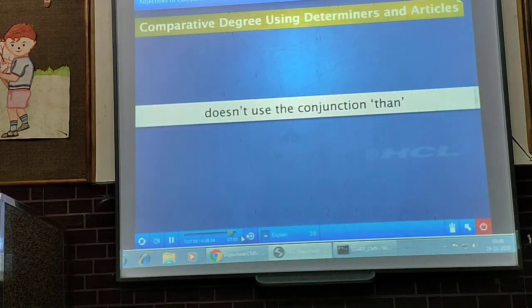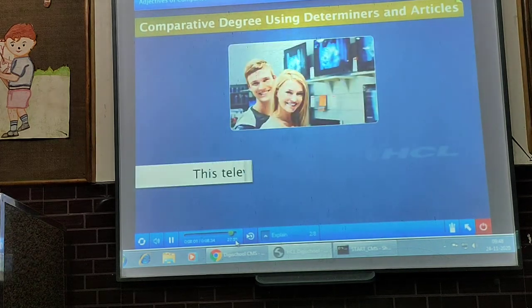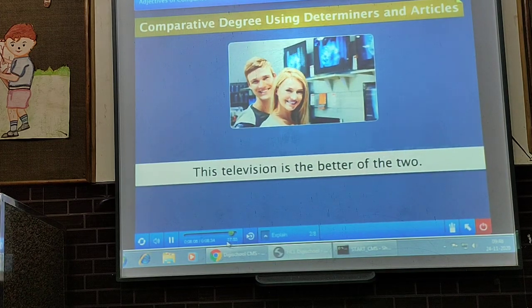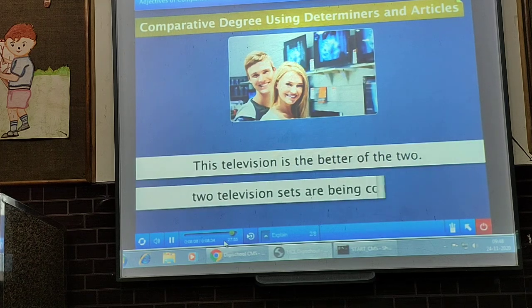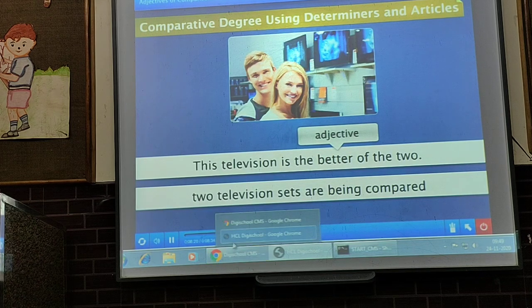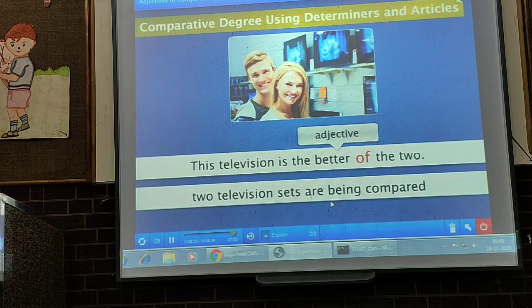Sometimes the comparative degree of adjectives is also used with determiners and articles without the conjunction than. For example, this television is the better of the two. In this sentence, two television sets are being compared. So, the adjective good is used in its comparative degree, which is better. Here, the adjective better takes the article the before it and is followed by the preposition of instead of the conjunction than.